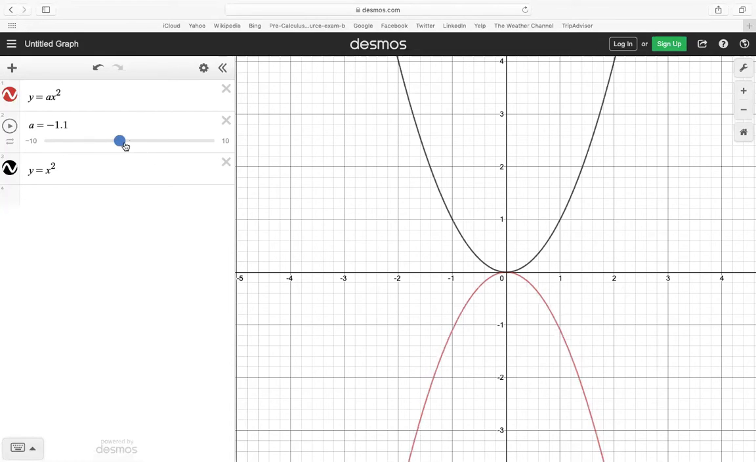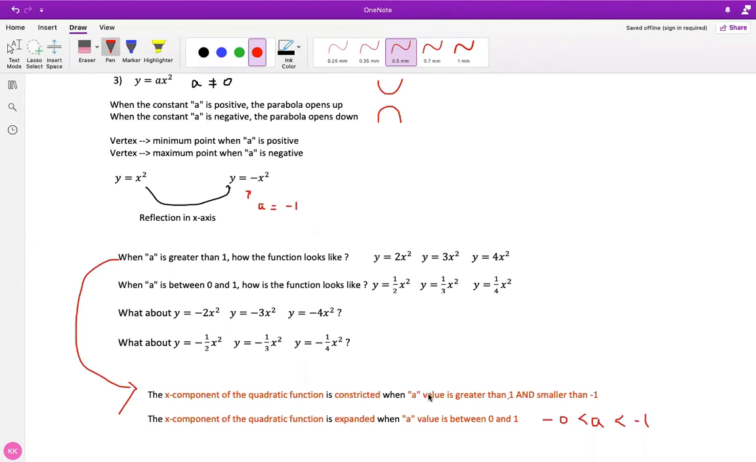If I further decrease the a value in the negative direction, you will see the x component becomes smaller and smaller. When I increase the a value from the negative side, the function is expanded. So this is the conclusion: when the a value is greater than 1 or smaller than -1, the x component of the quadratic function is constricted. If a is between 0 and 1, and also between 0 and -1, the x component of the quadratic function is expanded.